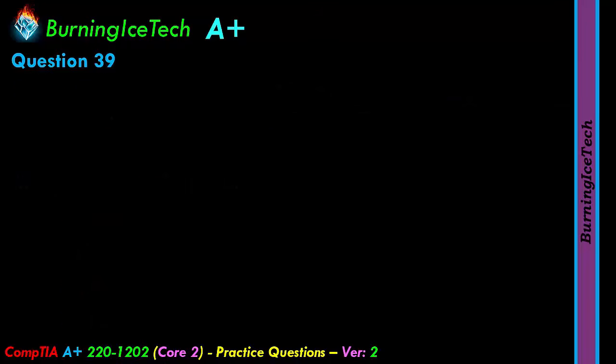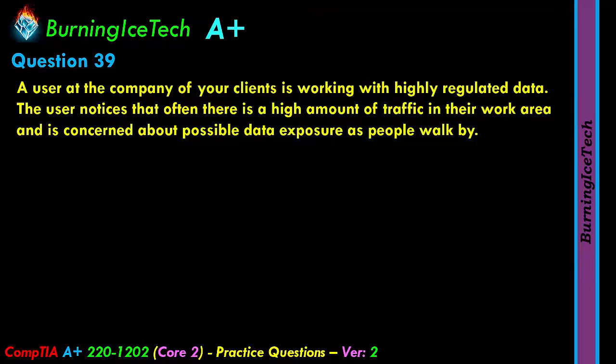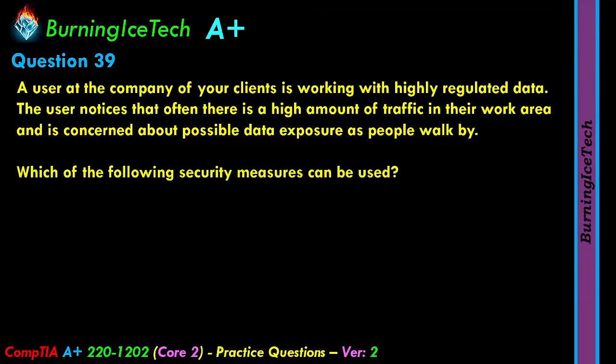Question 59. A user at the company of your clients is working with highly regulated data. The user now notices that often there is a high amount of traffic in their work area, and they are now concerned about possible data exposure as people walk by. So basically this person is sitting at a PC at their office, working with very highly regulated data, and there's a high amount of people walking behind them, in other words. This person is now concerned that someone's going to be able to see something they're not supposed to on their screen. So which of the following security measures can be used?